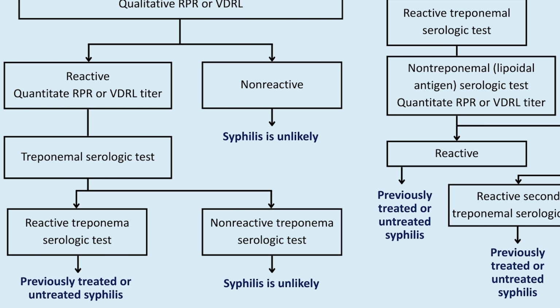If the RPR or VDRL is reactive, next, obtain a quantitative result, which in this case is a titer. Note that this test measures immune activity in response to the infection, but does not tell us how much T. pallidum is in the body. Once we have our RPR or VDRL titer, next we do a confirmatory test with the treponemal test. If the treponemal test is negative, but the RPR is positive, it's likely a false positive, and syphilis is unlikely. If the treponemal test is positive and the RPR is also positive, this indicates either previously treated or untreated syphilis.